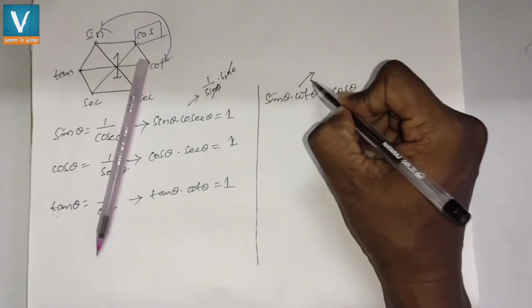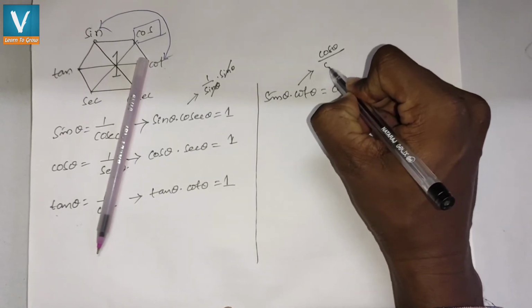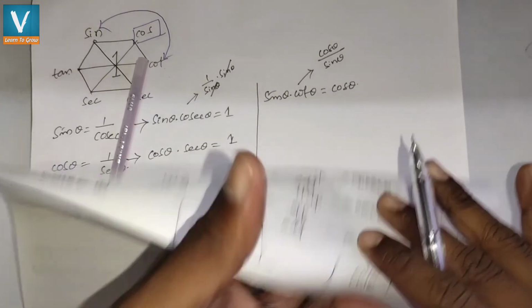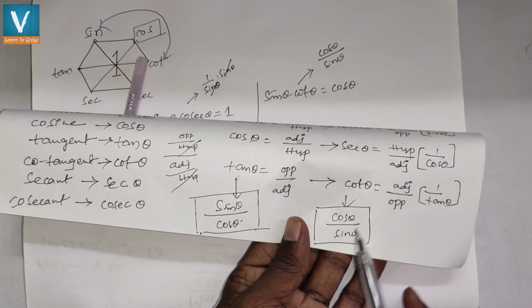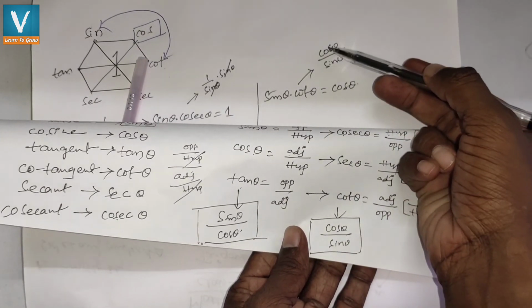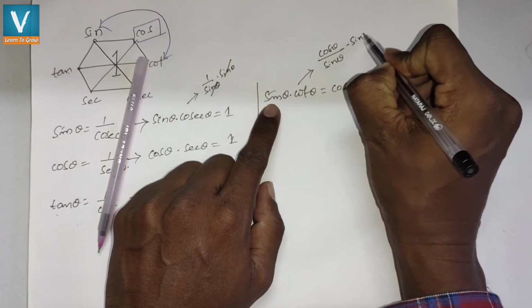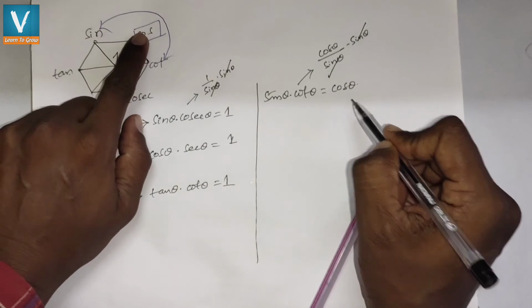We'll check it here. Cot, we know the formula. How will you write cot theta? Cos theta by sin theta, isn't it? You can check here. Cot theta is equal to cos theta by sin theta. In the place of cot I replaced cos by sin. And what is starting here? Sin theta. Then sin theta will be cancelled. What is the answer? We got cos, right?